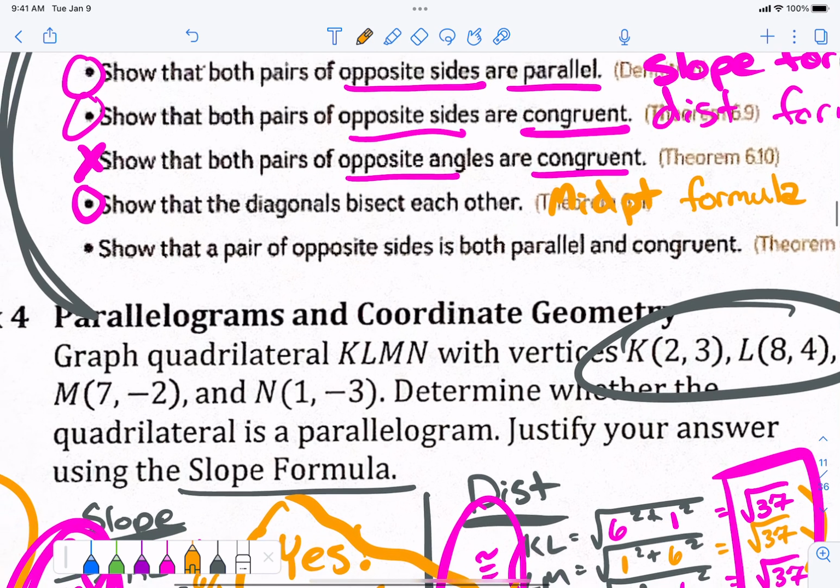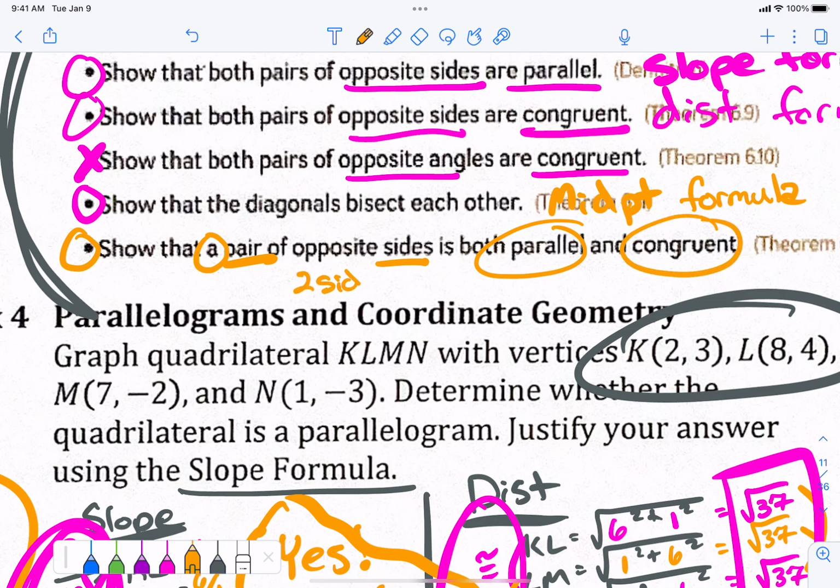And then the last one is show that a pair, so not both sets, but a pair of opposite sides are parallel and congruent. So I only need to do two sides, but I do the slope of those and I do the distance of those, right? So I'm still only checking four things, but I'm doing two slopes and two distances rather than four slopes or four distances.